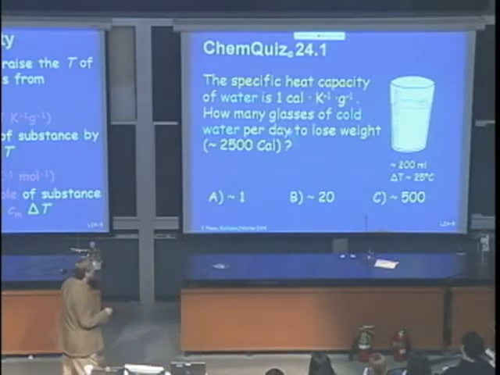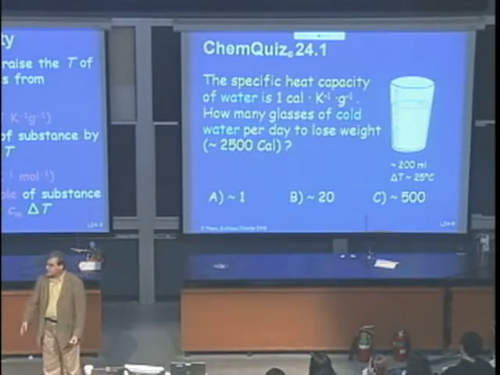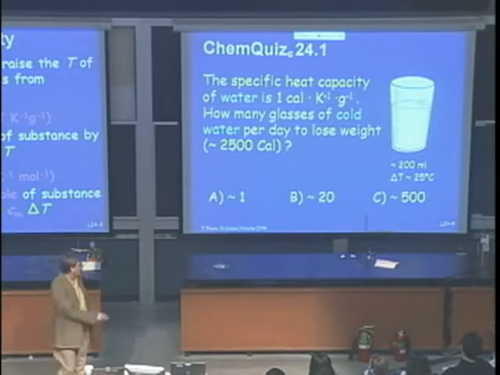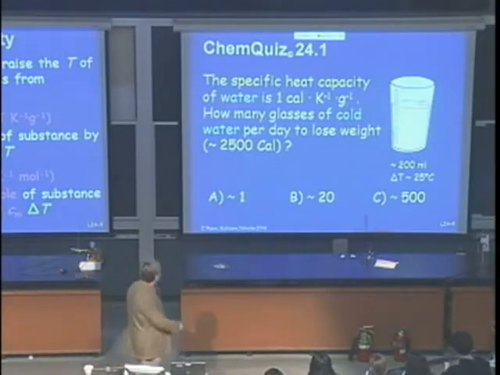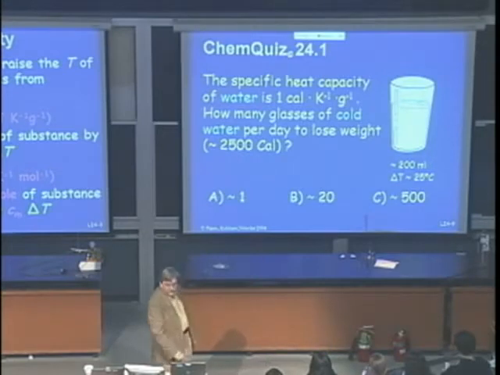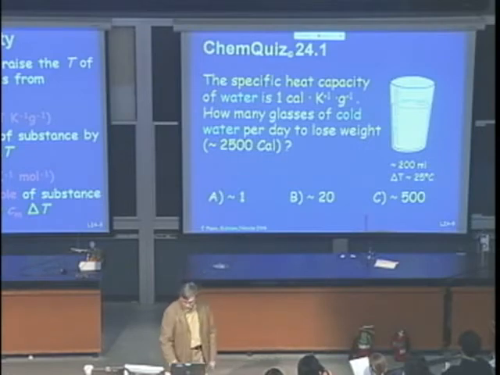So this is your daily intake here, and that's what you would need to lose, so that you stay plus minus 0. And if you don't eat less, then you start losing weight. So if you want to lose 2,500 calories, how many glasses of water would you have to drink? 1, 20, or 500? The water is about 200 milliliters. The density is 1, as you know, and the delta T is 25. Why don't you think about this and give me your answer?